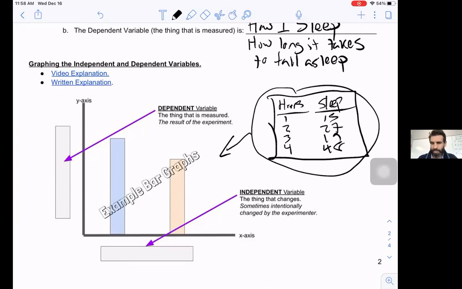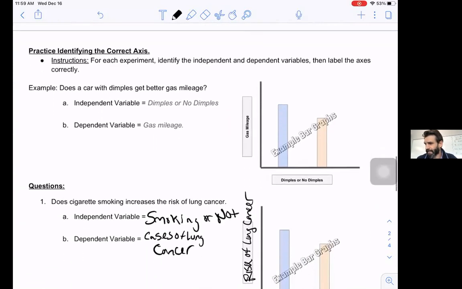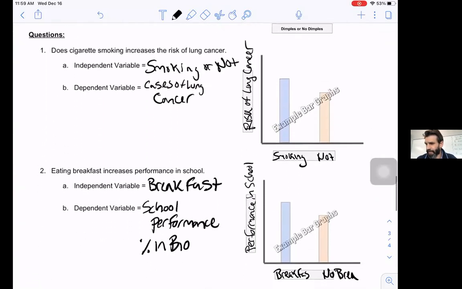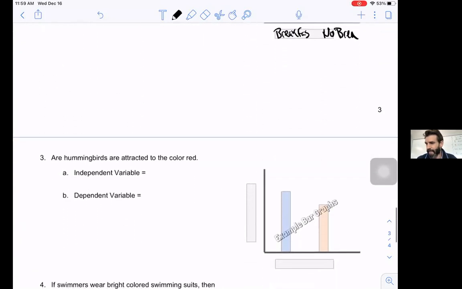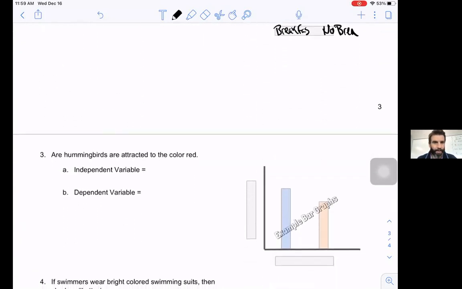So the question then is, when you're creating a graph, where do you put the independent and dependent variables? Well, the independent variable, the thing that you can change, always goes down here on the x-axis. Whereas the thing that you measure, the thing that's the result of the experiment, the dependent variable, always goes on the up and down, the y-axis. And you actually put a label for it. We went over a couple in class here, and again, I'll make this available. And then I'll go over a couple more here.